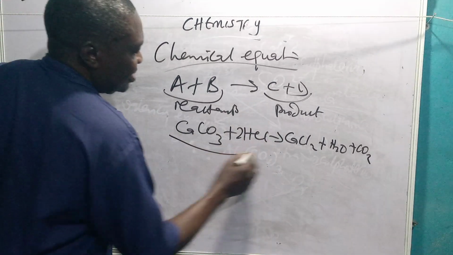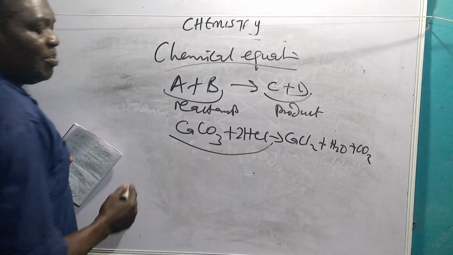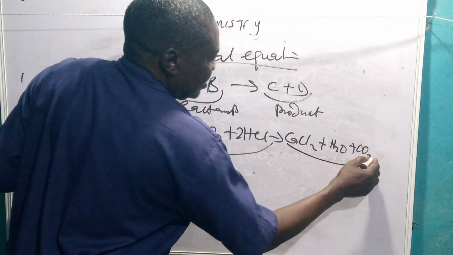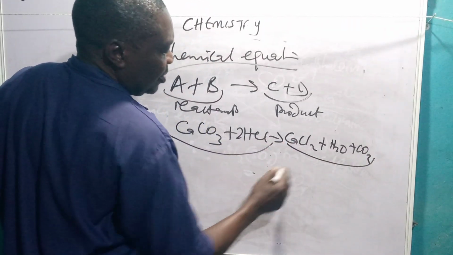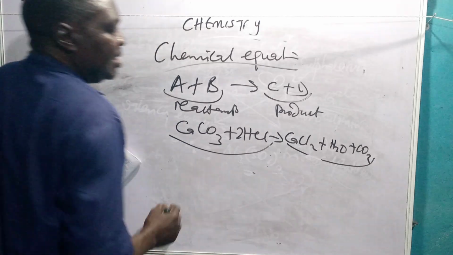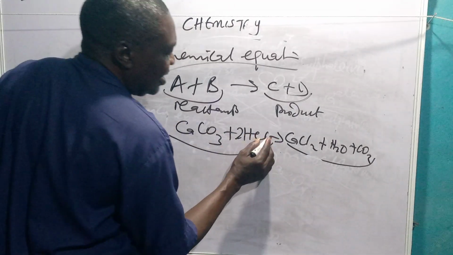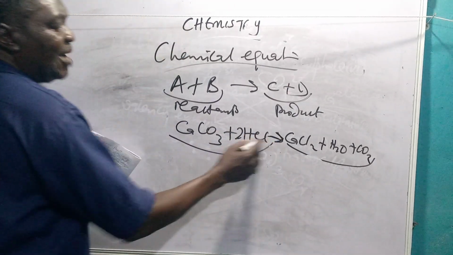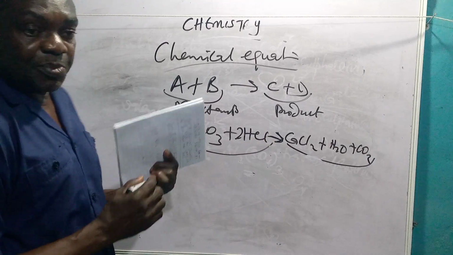So these ones are the reactants. They are the ones combining together, and this one is called the product. They are the things that are formed. Now, the product and the reactants are usually separated with this arrow. The arrow is always pointing towards the side of the product.